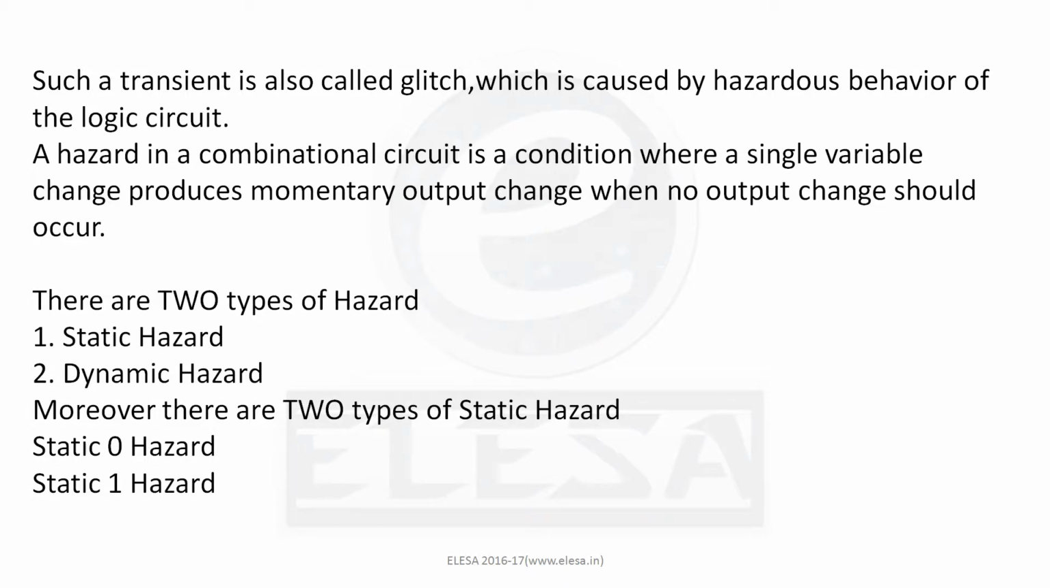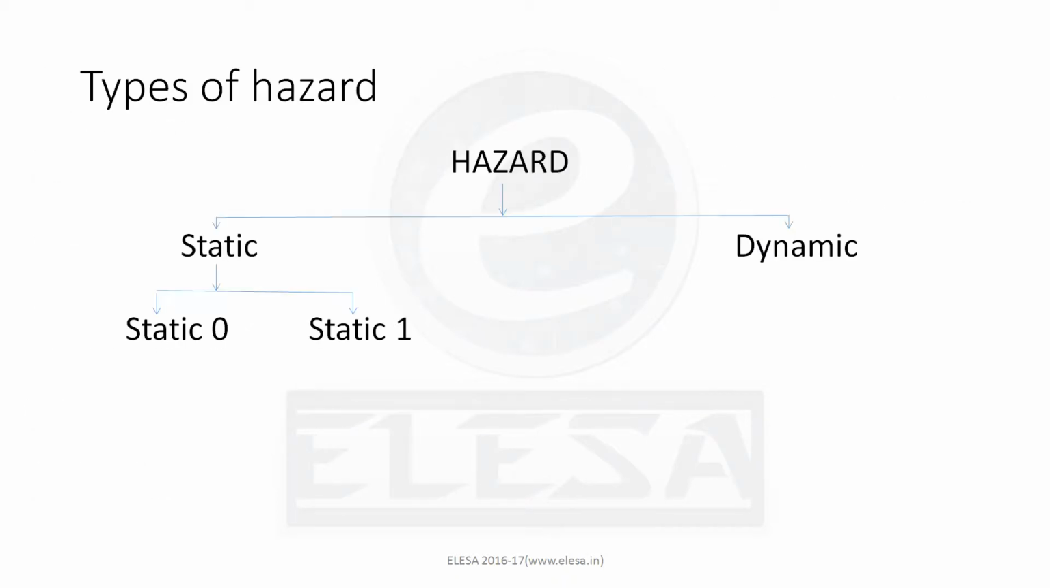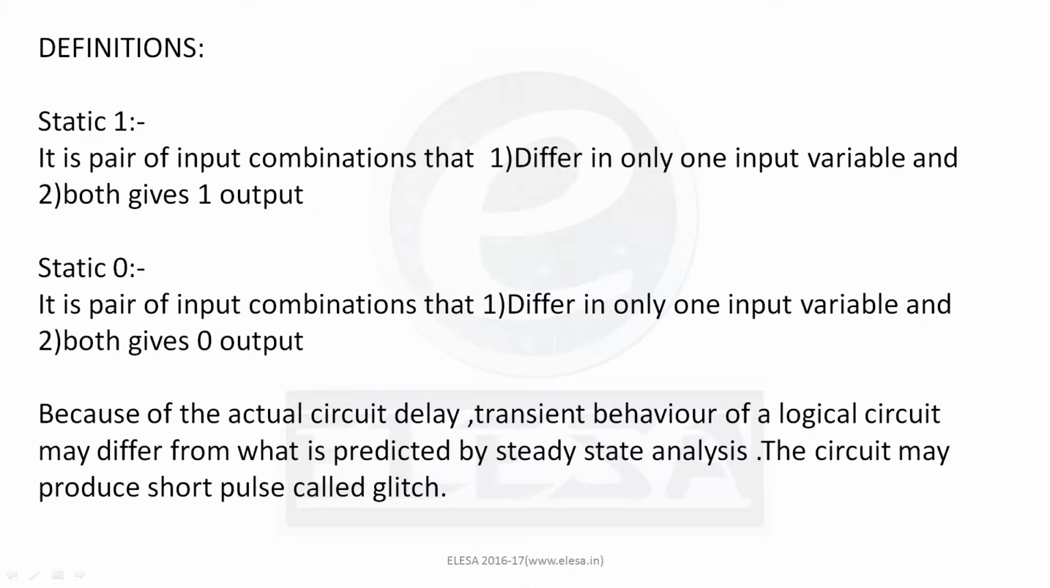So there are two types of hazard, static hazard and dynamic hazard. And the static hazard is again classified into two types, static 0 and static 1. Here is a tree diagram of the hazard. So let's begin with the definitions.